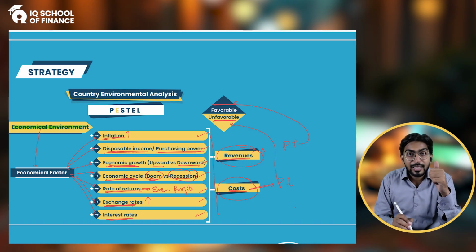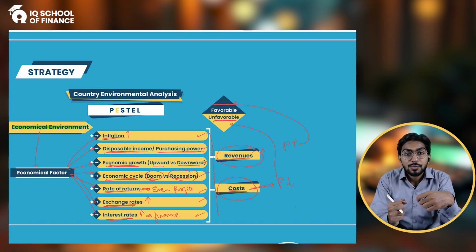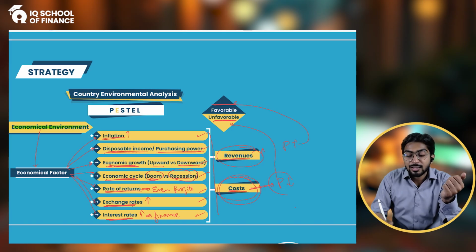And the interest rate again, if the interest rates are high, that means your finance cost, because many companies lease out assets, so the interest on the lease, they take the loans, they take the running finance, they take the working capital loans. So if the interest rates are high, that means your finance cost is going to increase. So if the cost is increasing, the profit will decrease, and it's an unfavorable thing for you.